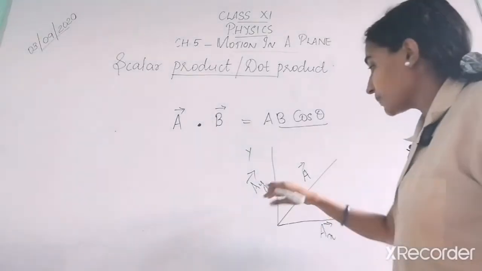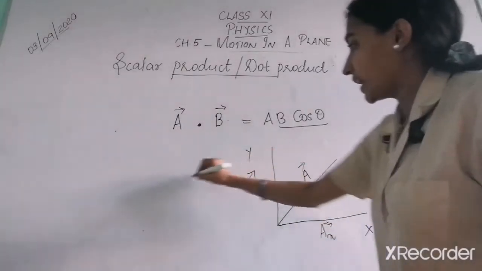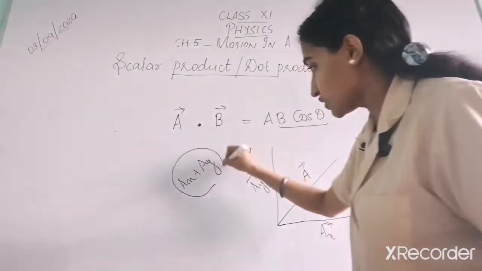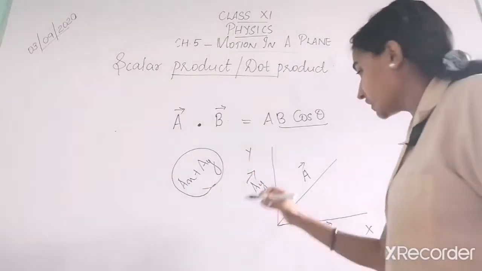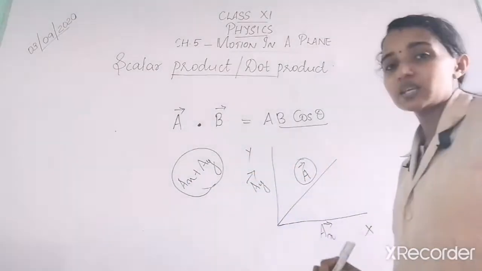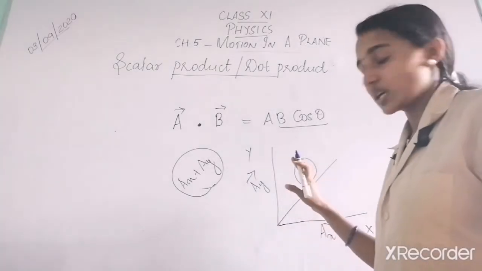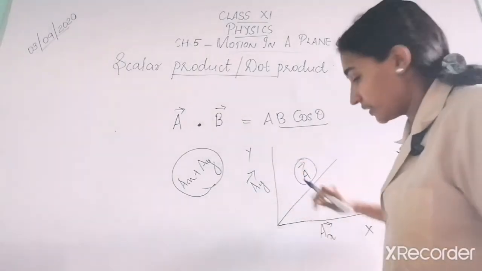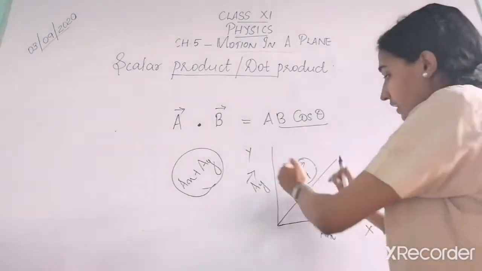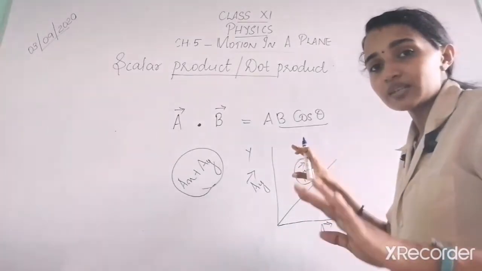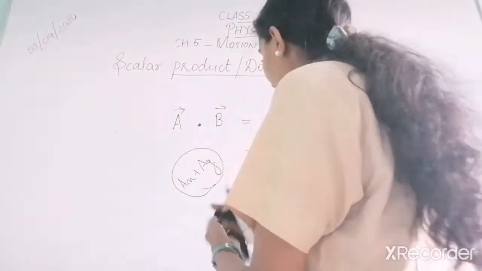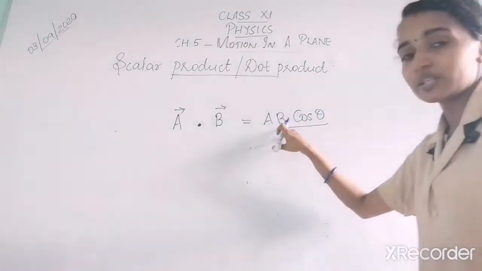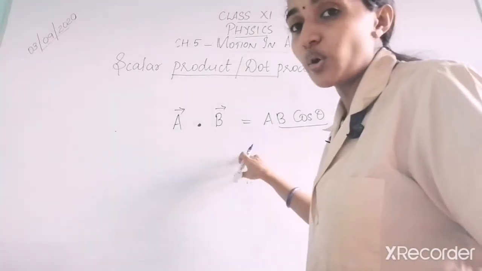Now the sum of these two resolved vectors, Ax plus Ay, will give you the net effect of the given vector A itself. So there is no change in the net effect. If you split A into two components, the combined effect of these two will be the effect of the given vector A itself. In that sense, B cos theta is the vector component along the direction of A.